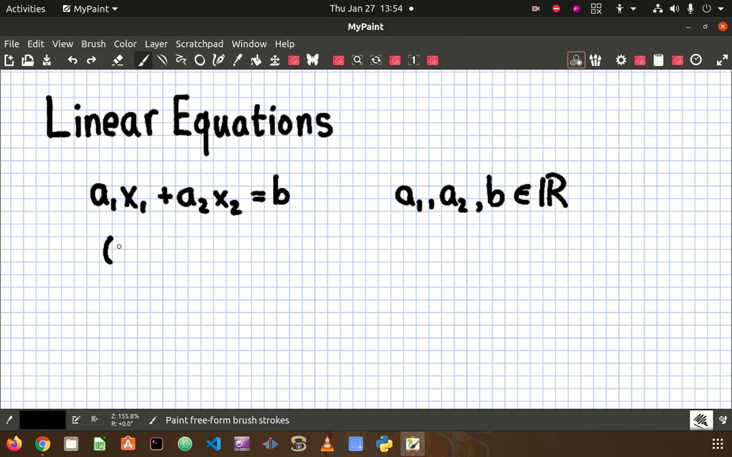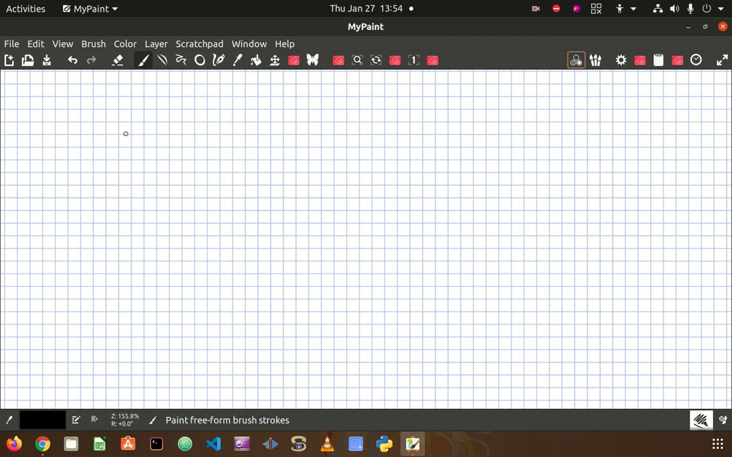All right, so what would be an example of a solution? Well, a solution would be something like S1, comma, S2. It would be an ordered pair, S1, S2, where S1 is substituted in and S2 is substituted in. So a1 times S1 plus a2 times S2 equals b. So okay, let's give an illustration of that. Let's say I have 2x1 minus 5x2, and let's say that this is equal to negative 13.